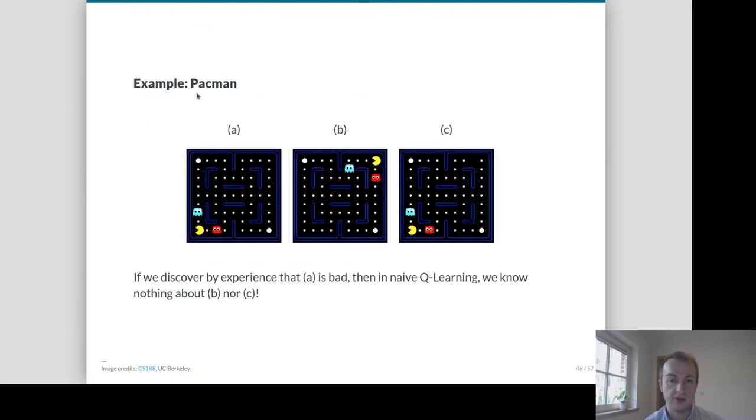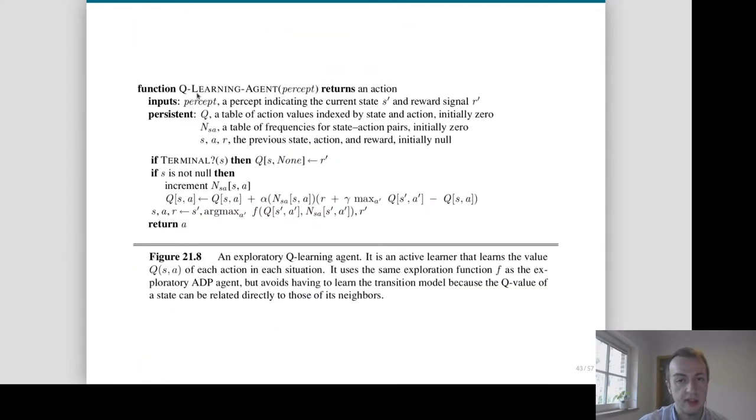So concretely, let's for example take this scenario where we would have a Q-learning agent for Pac-Man, and we would implement it exactly by following this algorithm.